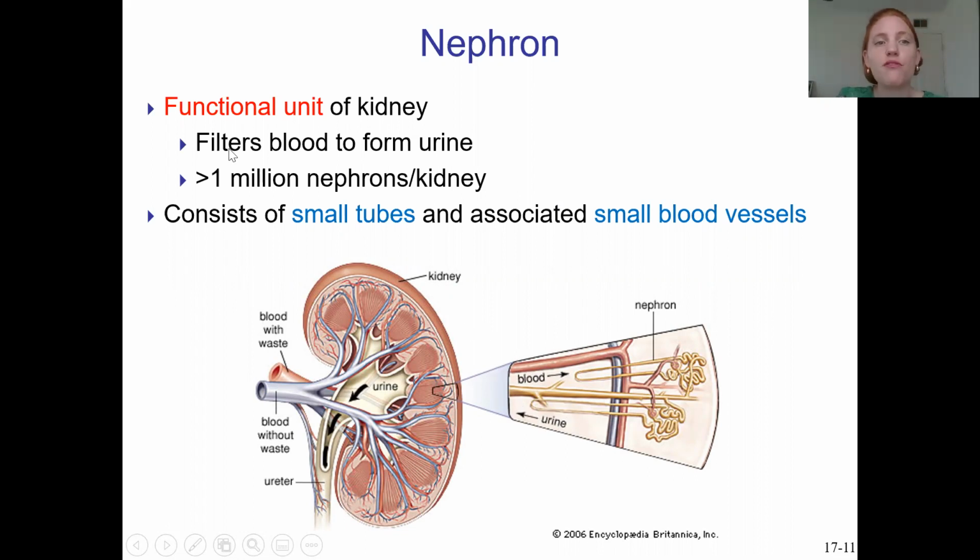And those are going to be the functional units of the kidney. So when we talk about the kidney filtering the blood to make urine, each of these nephrons will do the filtering to create the urine, and then all that is going to collect together down into the renal pelvis. And I'll follow that pathway for you also.